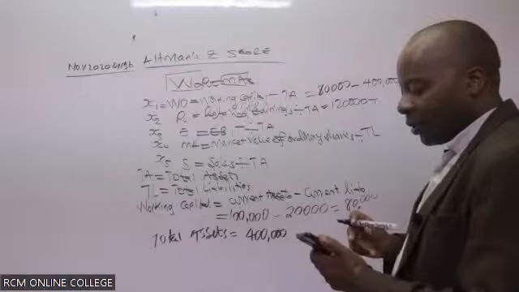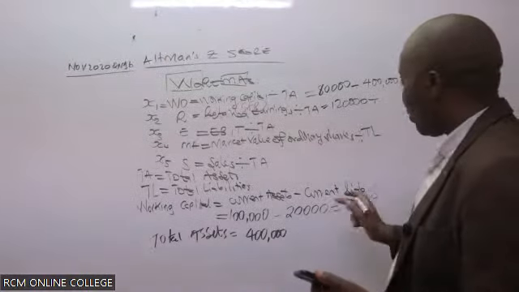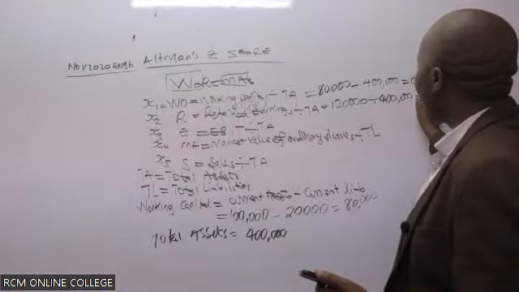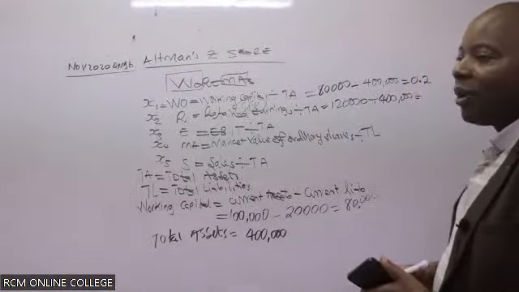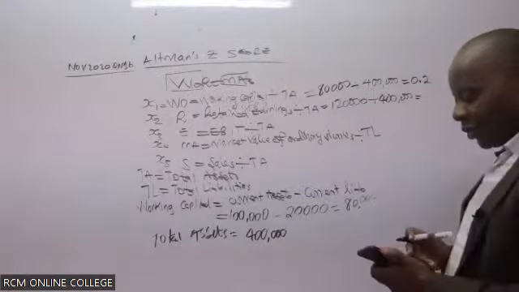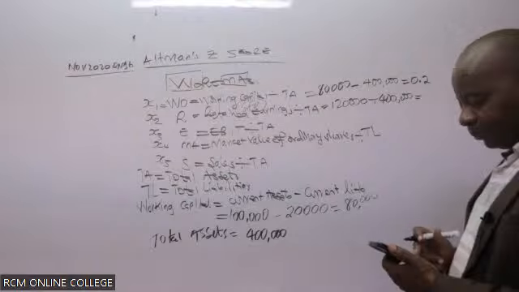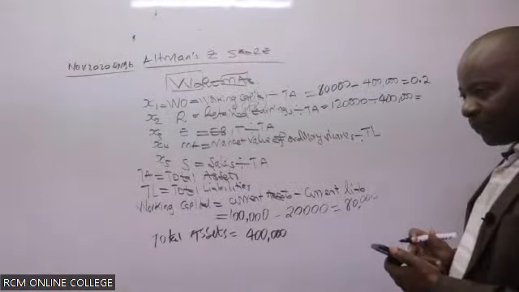Total assets in this question, we already know it's 400,000. So could you kindly give me this figure? 120,000 divided by 400,000. This will give me what figure? 0.3.